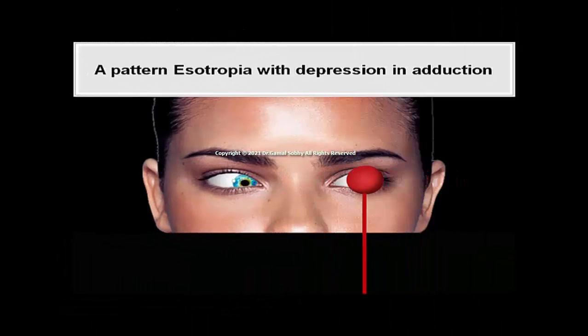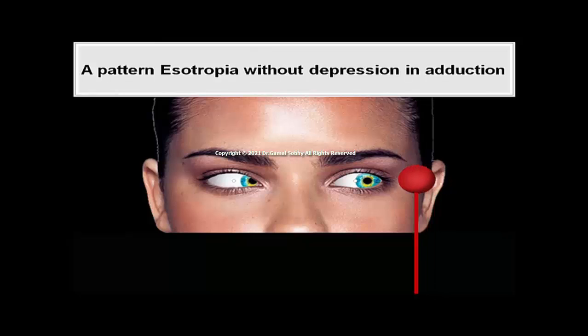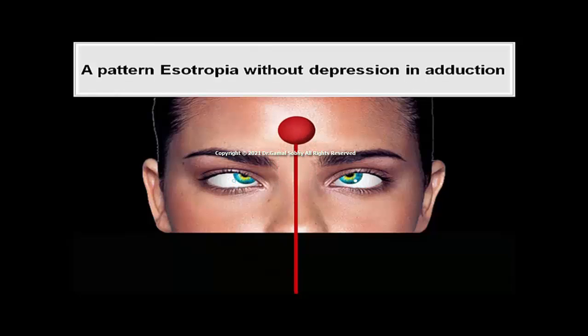In A pattern esotropia with depression in adduction, a bilateral tenectomy or recession of the superior oblique tendon is required. To counteract the predictable increase of the esotropia in downward gaze following superior oblique weakening, it is usual to combine it with horizontal surgery. In A pattern esotropia without depression in adduction, it is necessary to combine recession of the medial rectus muscle and resection of the lateral rectus muscle with upward transposition of the medial rectus and downward transposition of the lateral rectus muscle.